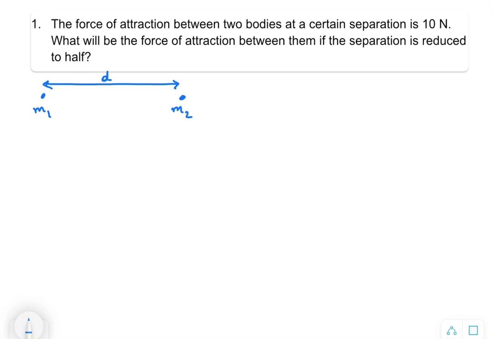The force of attraction between these two bodies having mass m1 and m2 and separated by distance d can be described by Newton's universal law of gravitation. F is equal to G multiplied by m1 multiplied by m2 divided by the distance between them squared, d square. This force of attraction is already given. It is 10 newtons. F is equal to 10 newtons.